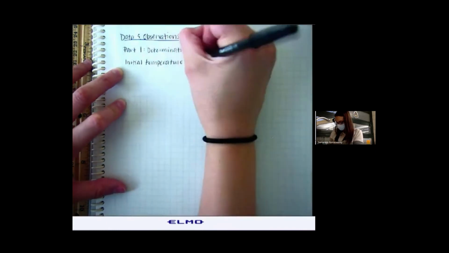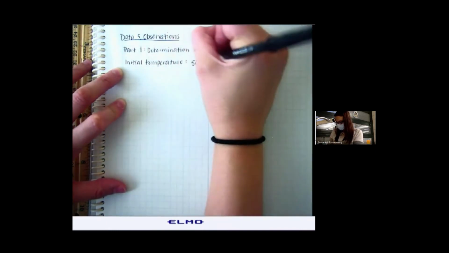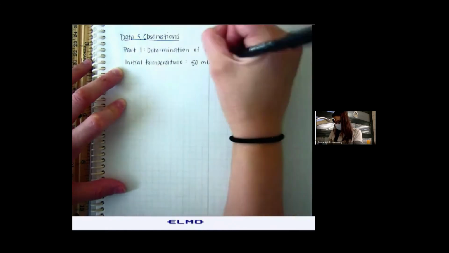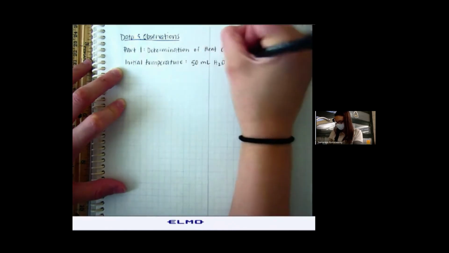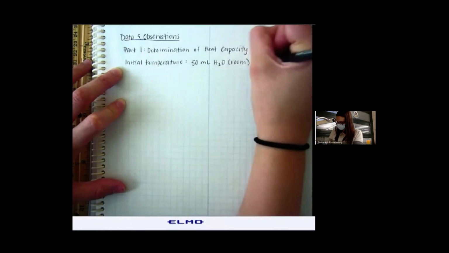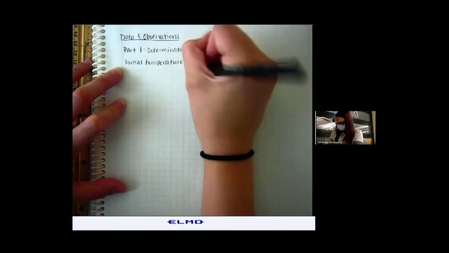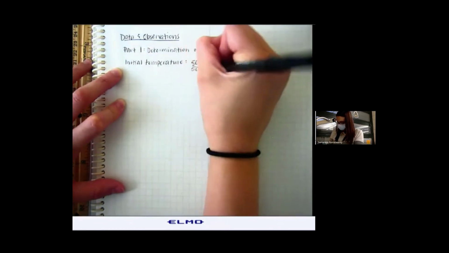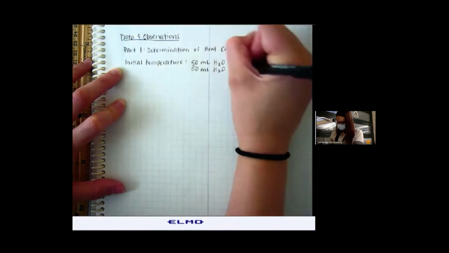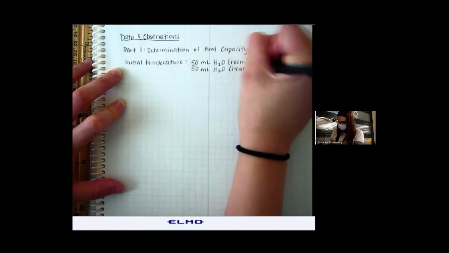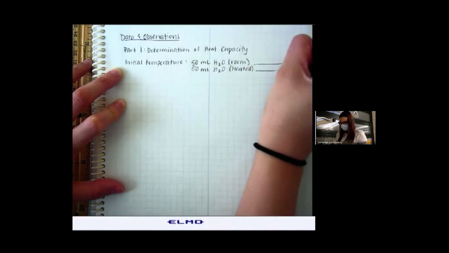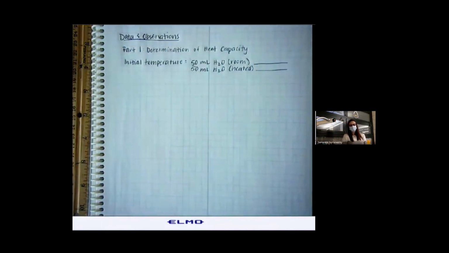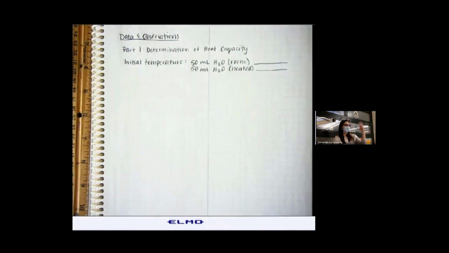And then we have 50 milliliters H2O at room temp. I'll put a line. 50 milliliters of H2O heated. I'll put a line. And I'm paraphrasing some of it too, condensing some things together. But this is where we are going to put all of our data and observations.